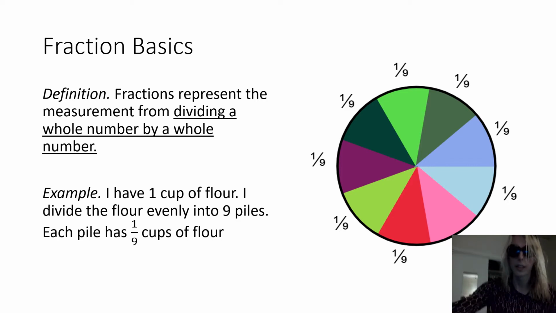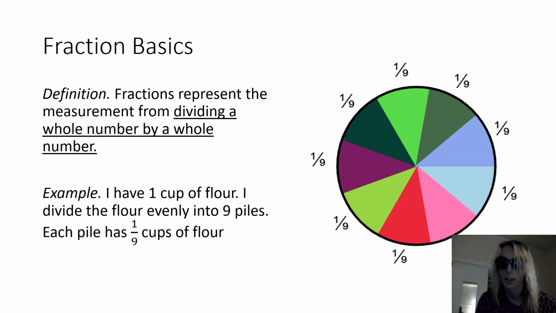Okay, so like we said in class, a fraction basically represents a measurement. The measurement you get when you divide a whole number by a whole number. For example, I have 1 cup of flour. I give each of my 9 friends an equal amount of flour. How much flour does everybody get? 1/9. That's kind of like the definition of the fraction 1/9 in the first place. The definition of the fraction 1/9 is the measurement you get when you split 1 evenly into 9.